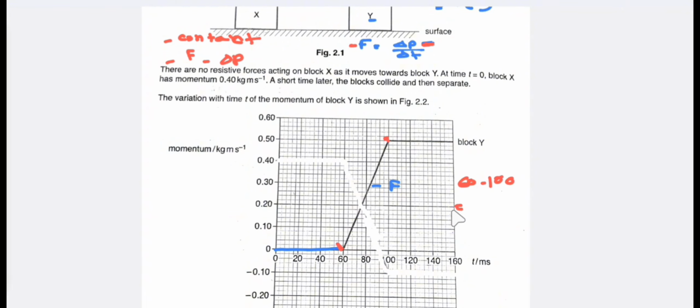So what is the difference in time for this interval? That is 40 milliseconds. So for 40 milliseconds, the blocks are in contact with each other. The force is acting, and since force is acting, there is a change in momentum. And here we can see that there is a change in momentum.